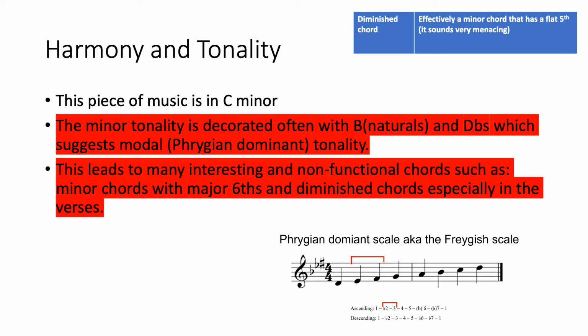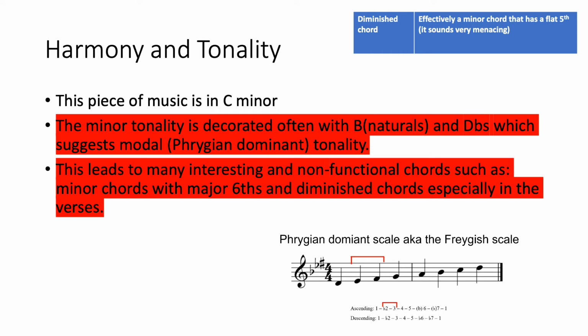You don't need to remember that it's Phrygian dominant, but you do need to remember that the music is in C minor, but has lots of different notes in it, such as B naturals and D flats, which make it sound as if it's a little bit modal. This leads to many interesting and non-functional chords, so effectively chords we wouldn't expect to see in a C minor scale, which includes C minor chords with major sixths and diminished chords, especially in the verses.